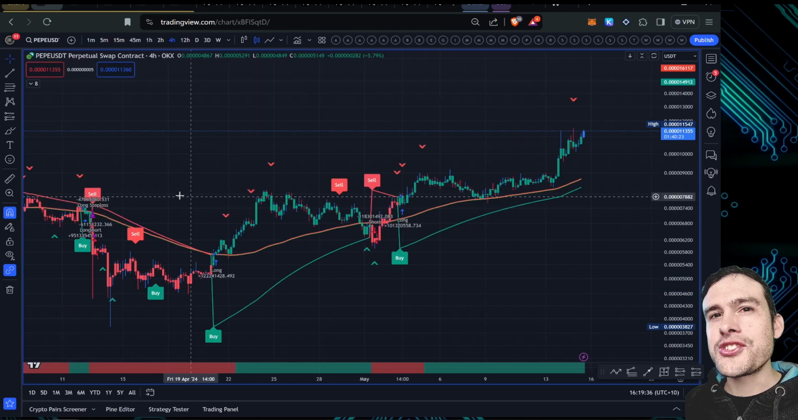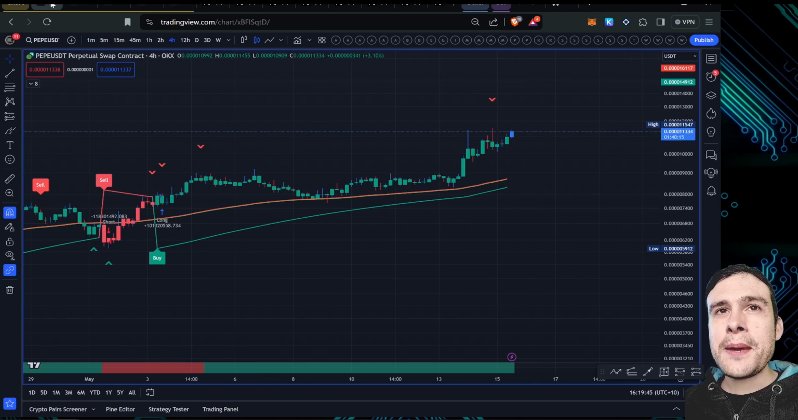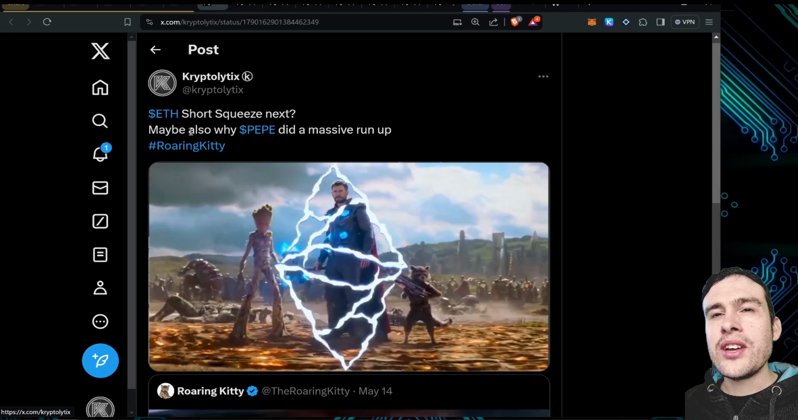It's a bot. This is just a trading bot. But look at that. Pepe is trying to push its all-time high again. And I think Pepe is kind of like the main meme coin on Ethereum now, I would say. But at the very least, maybe we'll get a short squeeze on Ethereum. I'm not really sure, but we'll have to see.